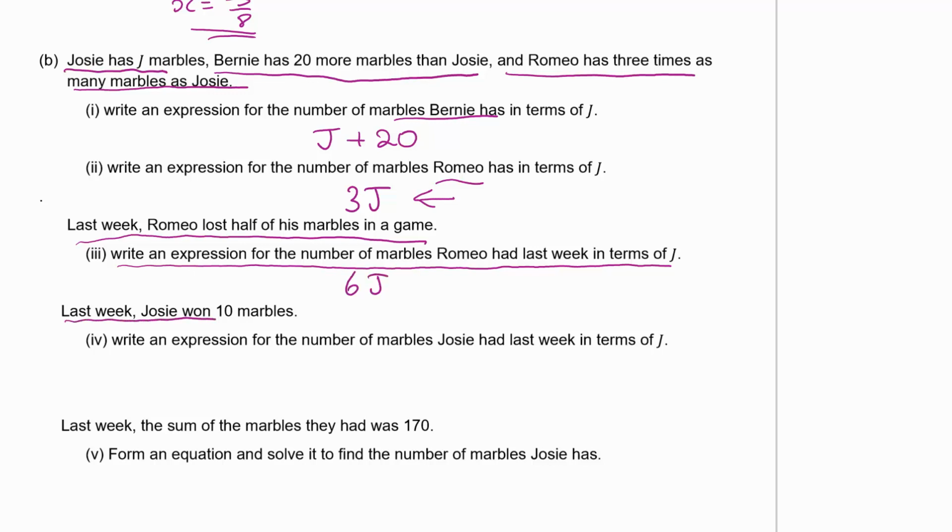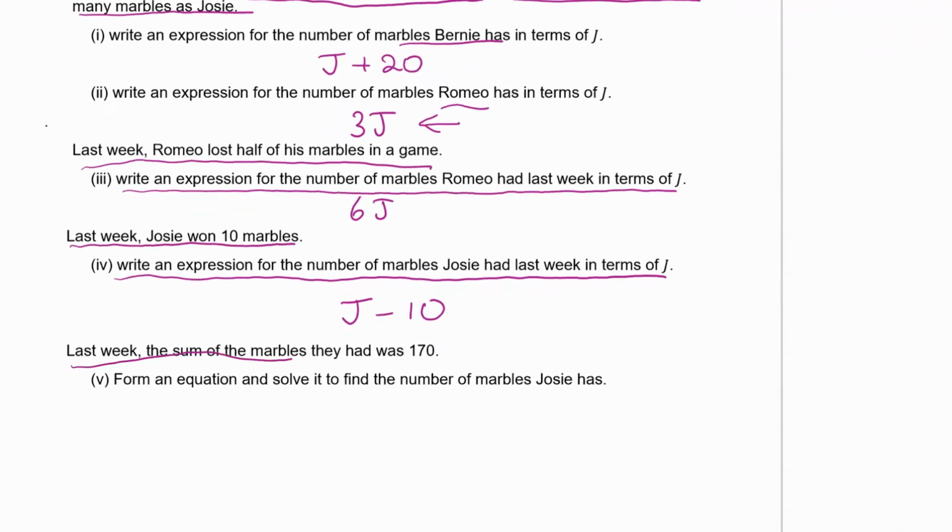Last week, Josie won 10 marbles. Write an expression for the number of marbles Josie had last week in terms of J. Well, she now has J, so she must have had J minus 10, so that the 10 marbles she won made it up to J.